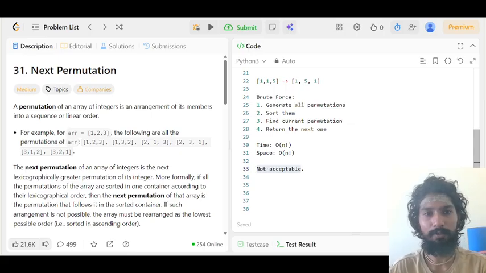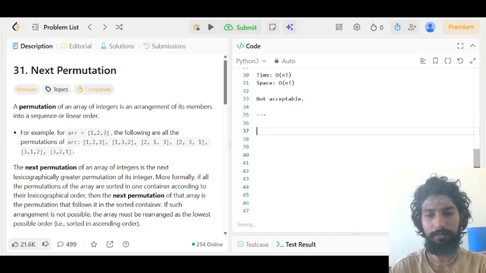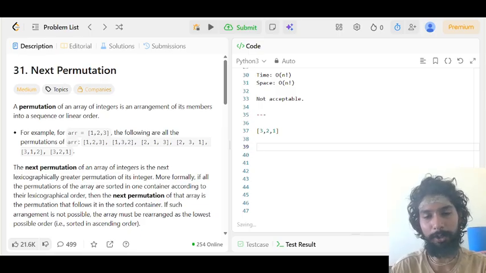Now let us think. When do we know that a permutation is the largest possible? For example, how do we know 3, 2, 1 is the largest possible? We see that all the numbers are in decreasing order. This array is sorted in decreasing order. That means no greater permutation is possible. So if we scan from the right side, as long as numbers are decreasing, that part is already at its maximum arrangement.